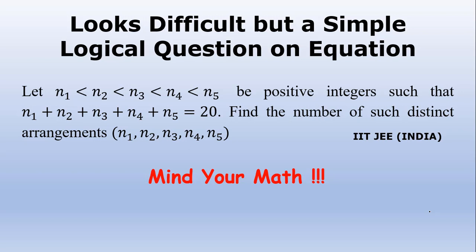Here I have presented you a problem from IIT JEE exam. Let n1 less than n2 less than n3 less than n4 less than n5 be some positive integers such that their sum is equal to 20. Then find the number of such distinct arrangements of n1, n2, n3, n4 and n5.